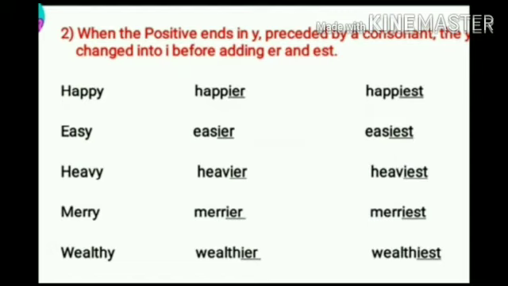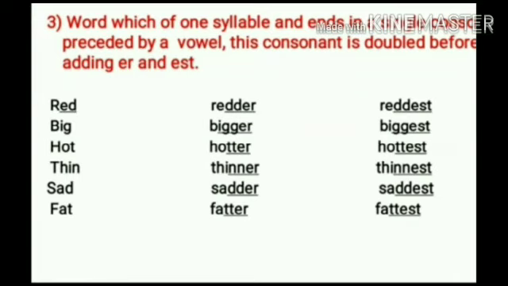Now let us read about the second rule. Here it is saying when the positive ends in Y preceded by a consonant, the Y is changed into I before adding ER and EST. Now here you can see happy becomes happier, happiest, easy, easier, easiest, heavy, heavier, heaviest, and so on.